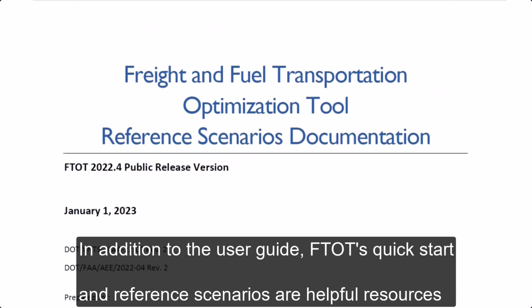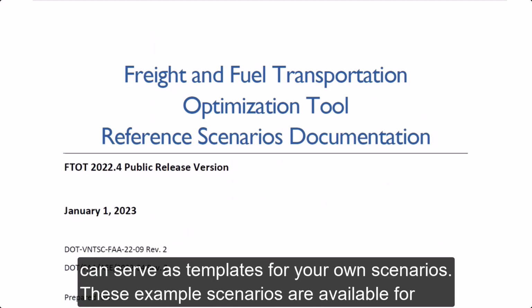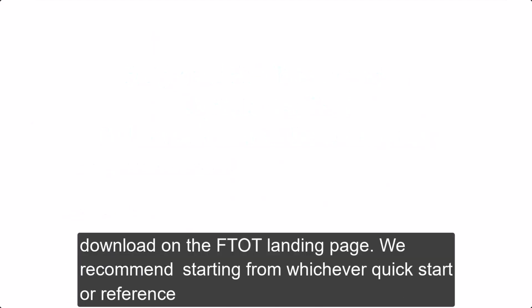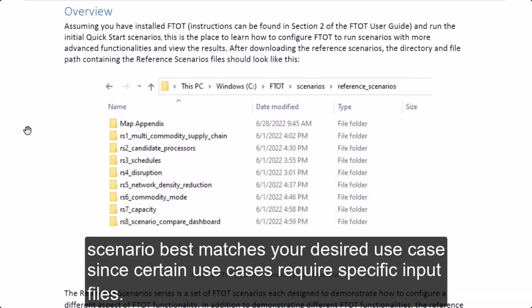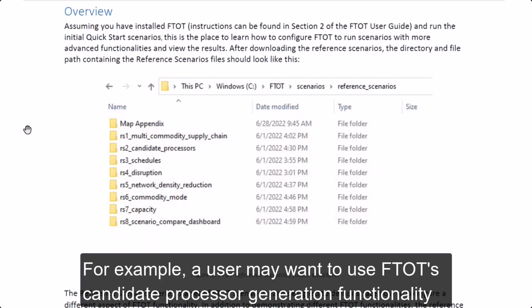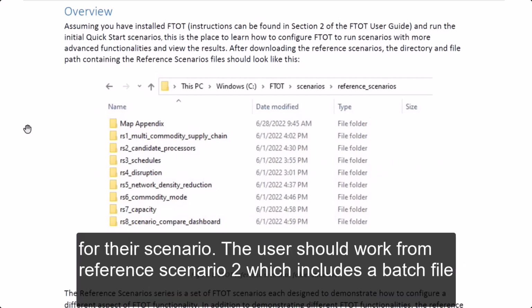In addition to the user guide, FTOT's Quick Start and Reference Scenarios are helpful resources that can serve as templates for your own scenarios. These example scenarios are available for download on the FTOT landing page. We recommend starting from whichever quick start or reference scenario best matches your desired use case, since certain use cases require specific input files. For example, a user may want to use FTOT's candidate processor generation functionality for their scenario.